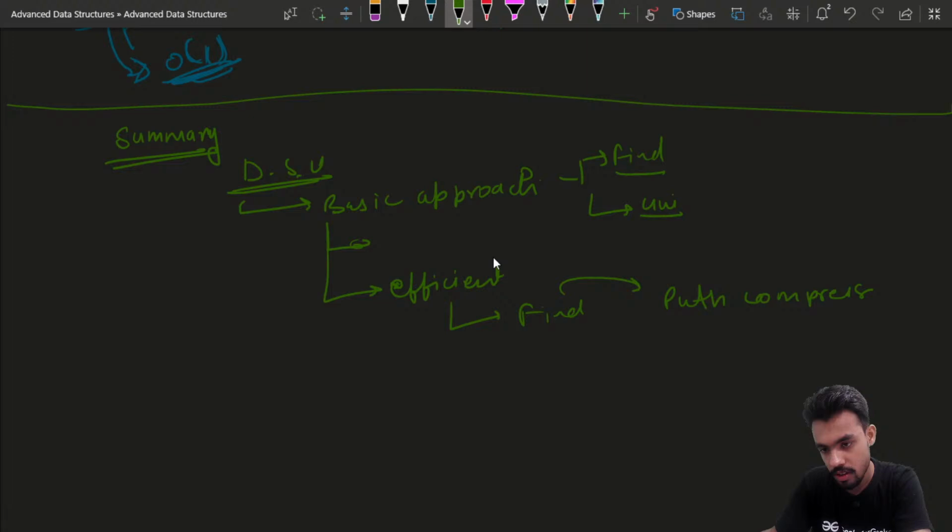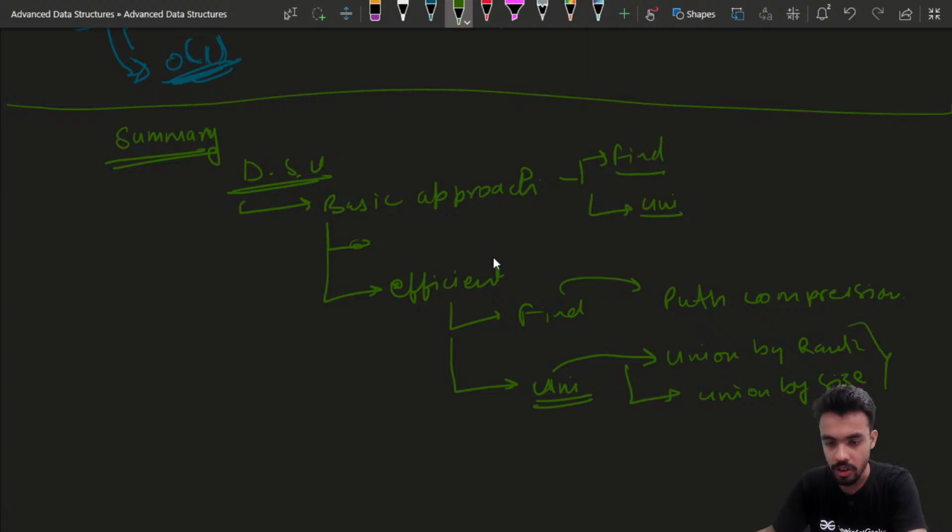We have improved our find by path compression, and then we have discussed how we are going to efficiently implement the union function. Okay, so that we have discussed by two methods. One was union by rank, and the other one was union by size. So basically they both behave in a similar manner, and you can pick any one of them. Both give the same time complexity as a result. So I prefer to use union by size, and you can also go with this.